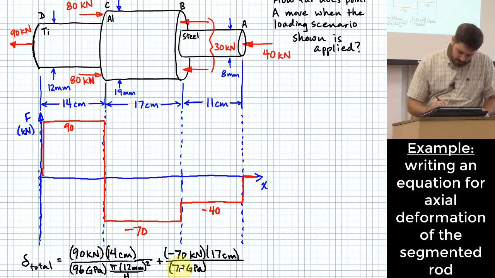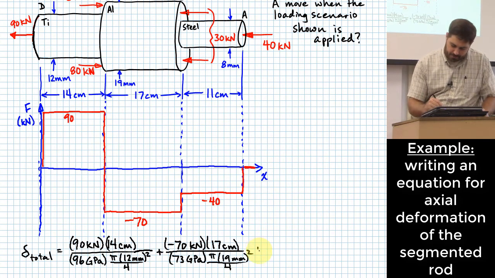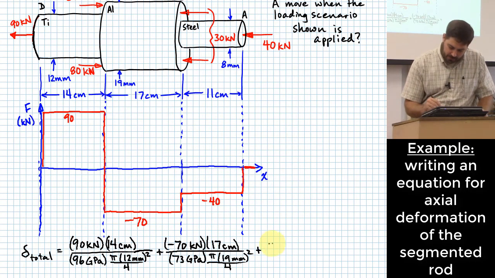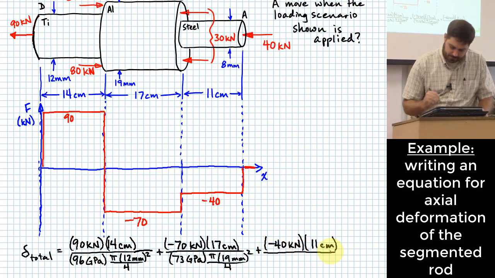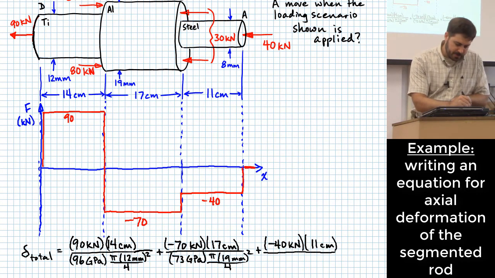And what's the area? Pi, the diameter is 19 millimeters squared over 4. And what's the last term? Negative 40 kilonewtons. Length is 11 centimeters. And in the denominator, see, this is steel. Let's go back in the reference material again.